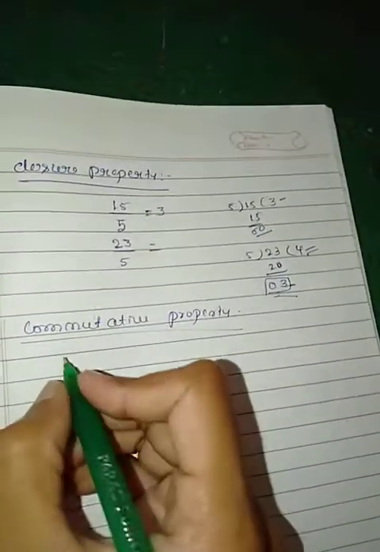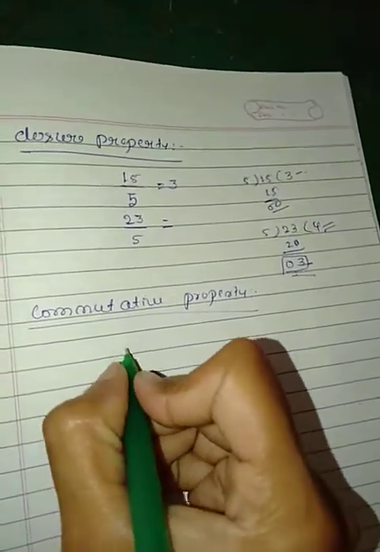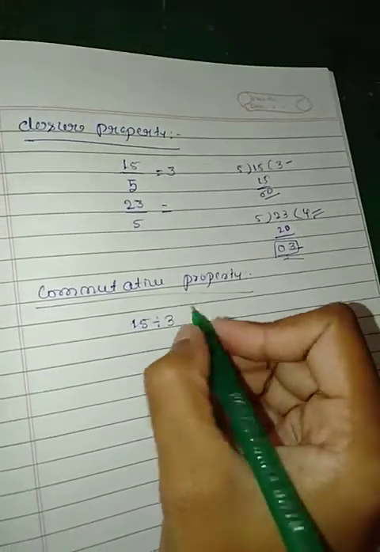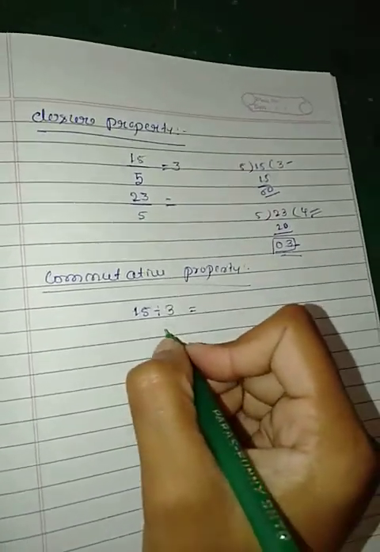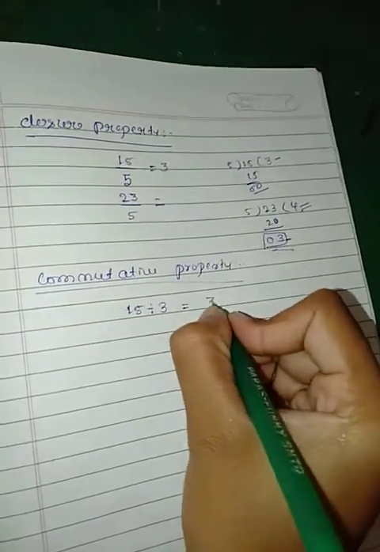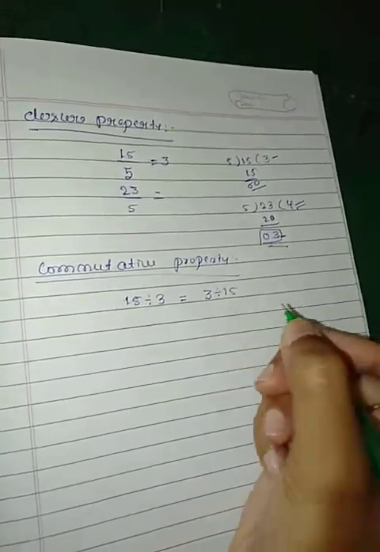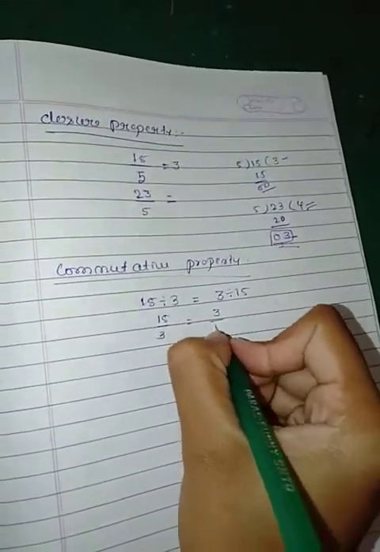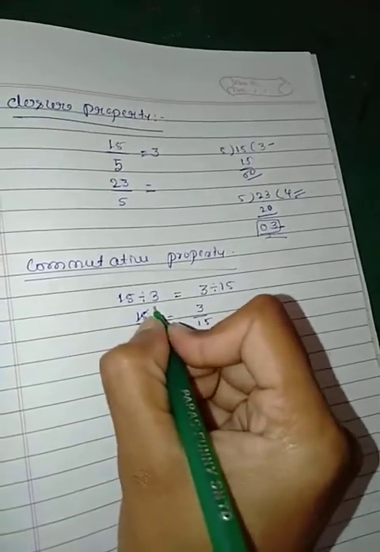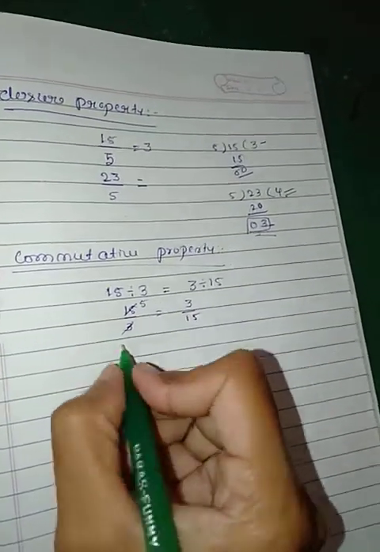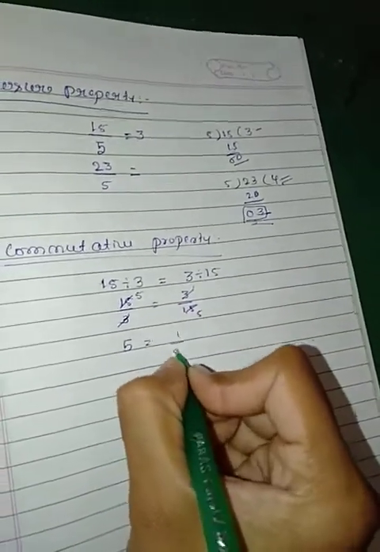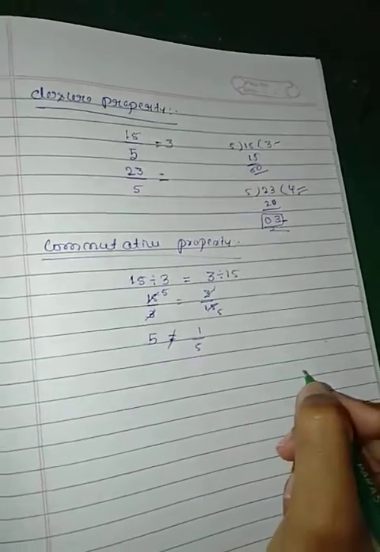So what is commutative property? We know that if you take two numbers, that is 15 divided by 3. Okay, so now change the order of the numbers. Now change the order, 3 by 15. Okay, 15 by 3, 3 fives are 15, so we get 5. And 3 by 15, 3 ones are 3, 3 fives are 15, so 1 by 5. 5 is not equal to 1 by 5.